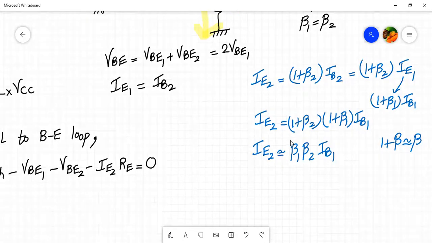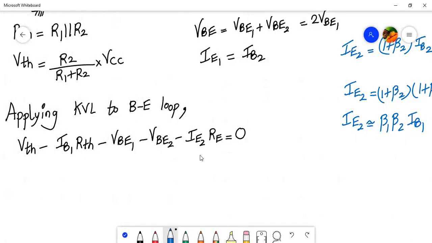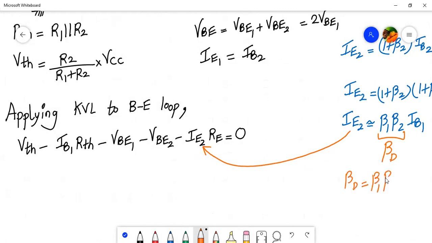So this IE2 I'll replace over here. From here, I'll substitute it over here. All right. And instead of writing beta 1, beta 2, I can call this beta D, where beta D is beta 1 into beta 2. So this is the individual transistor Q1 and Q2 current gain, and D stands for Darlington transistor current gain, right?